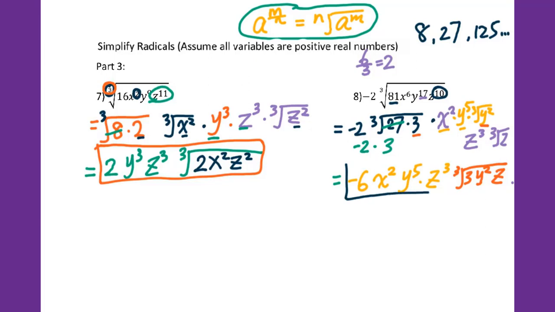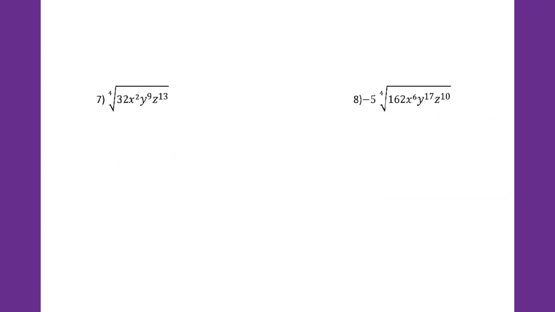Then this will be the simplified cubic roots. Now let's go to number 7 and 8. This is a 4th root. So we need those numbers we can write down as a to the 4th power. We do know 2 to the 4th power equals 16. 3 to the 4th power equals 81.